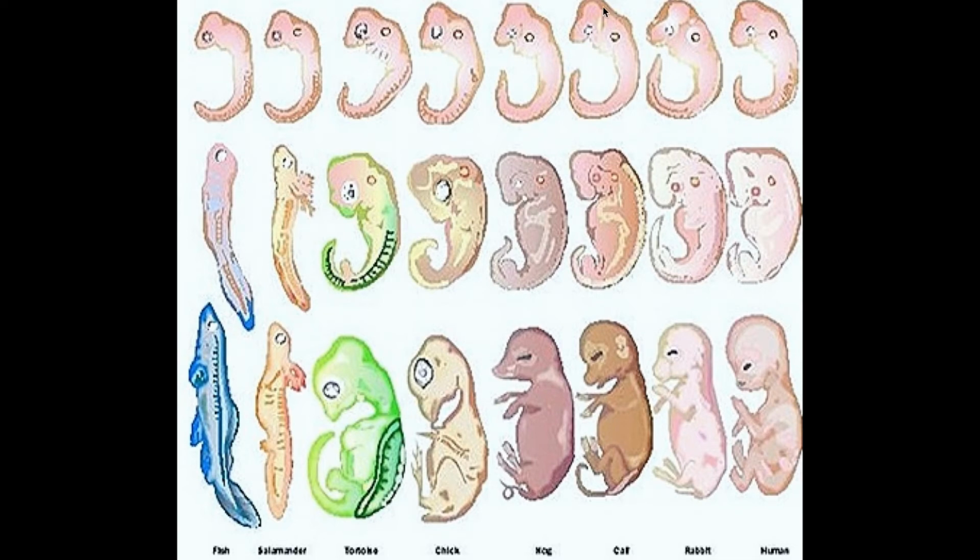If you look at the top right here, you can't even tell which animal is which at all. You can't tell what's human, you can't tell what's rabbit, you can't tell what's a chick, a cat, nothing. As it starts developing over time, you start noticing the differences between them. But even so, you can't really tell the differences between these three. But as they start developing even more, then we're able to tell the differences between all of them. This shows us that we all had a common ancestor at some point.